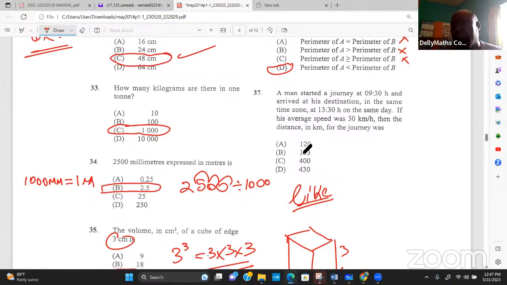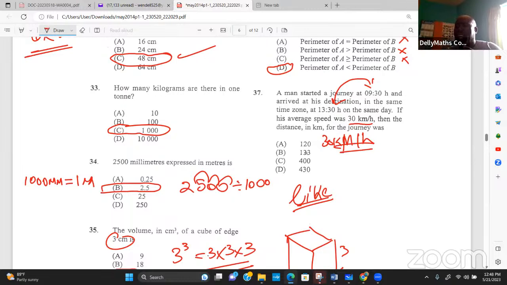A man started a journey at 9:30 hour and arrived at his destination in the same time zone at 13:30, on the same day. If his average speed is 30 kilometers for every hour, then the distance in kilometers for the journey is what? They are saying his average speed is 30 kilometers for every single hour, so we need to know how many hours pass between that.